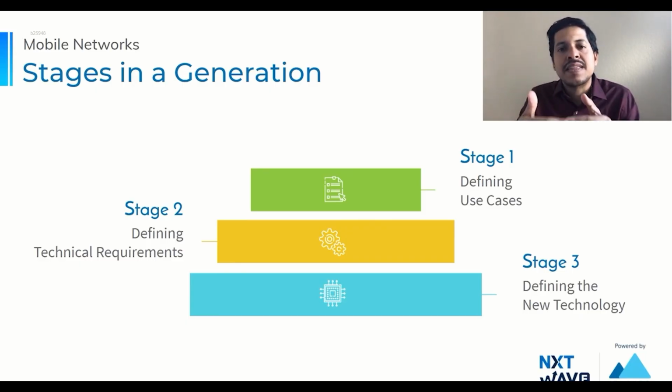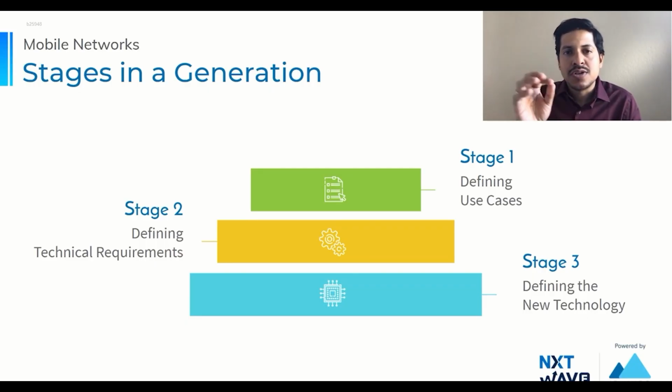Stage 2 is defining the technical requirements. Once we have defined the use cases, stage 2 is defining the technical requirements that need to be met to be able to support these use cases. And these will become more clear when we talk about examples, when we go through each of the 4 generations. So hold on for a moment. And the third stage is to define the technology, the new technology that can meet these new technical requirements, which in turn would then support the new capabilities, the new use cases.